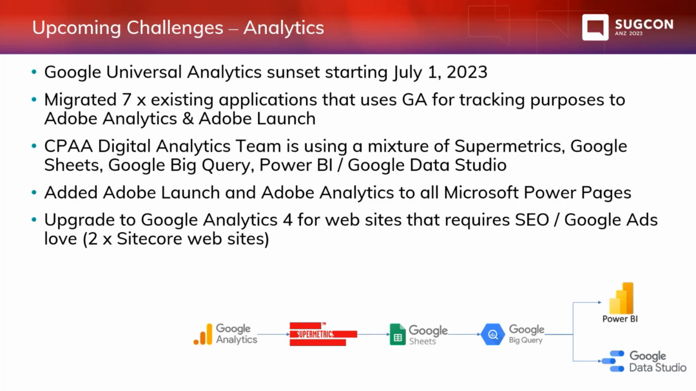We still have existing data that was captured back then with Google Analytics there, and we're currently using a mixture of tools. Our analytics team is using a mixture of tools with Supermetrics, Google Sheets, BigQuery, Power BI, Google Data Studio, and matching all of those data together at the moment. But those are historical data now.